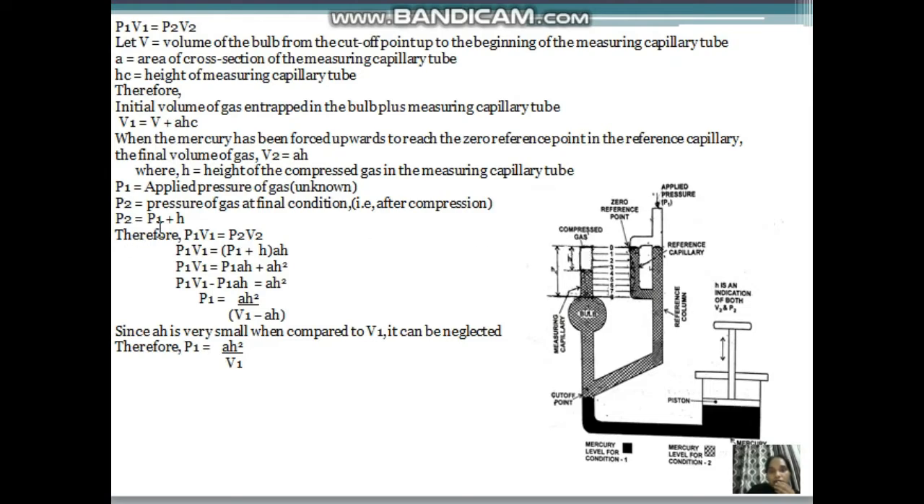So substitute this one here. Therefore P1 equal to A H square by V1 minus A H. But now see here, the A H is very small compared to the volume V1. So that's why we are neglecting the A H. Therefore P1 equal to A H square by V1. So this is the unknown pressure P1. This is how the McLeod gauge works. By this McLeod gauge we are going to find out the vacuum pressures.